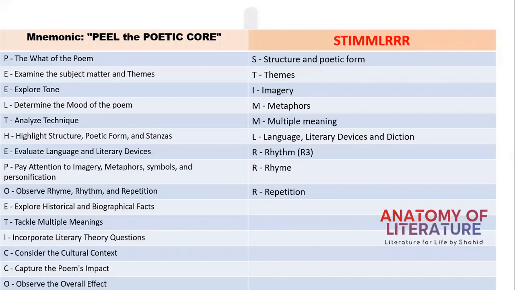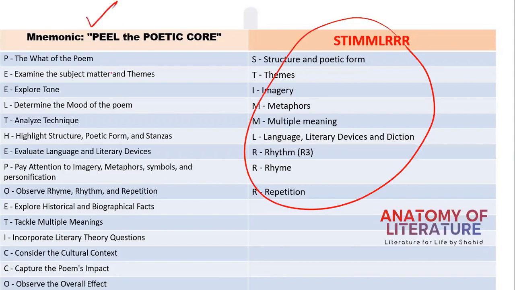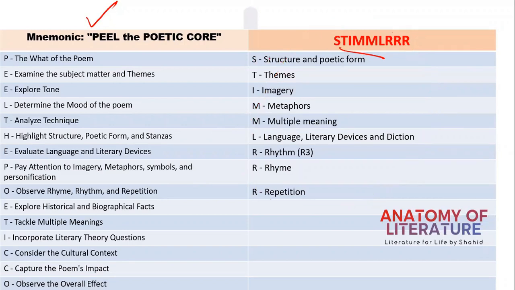The first step is to understand what these mnemonic devices are. I'll be explaining this one, STIMMLRRR, which will be explained in our next slide. I invented this STIMMLRRR. It stands for the different things that we are looking for in our poem. When we talk about STIMMLRRR, we have corresponding letters that define different items in a poem. S stands for structure and poetic form.